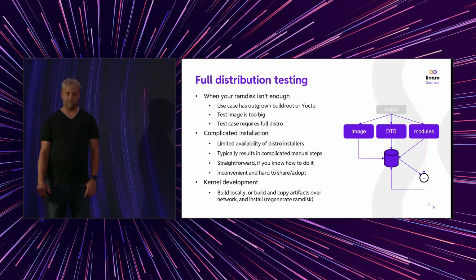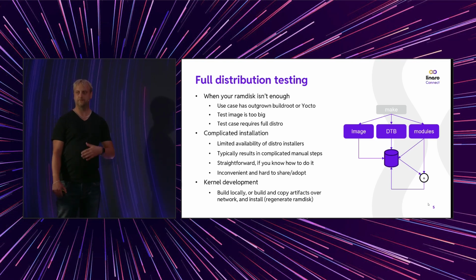So what we have then used to do is turn to some sort of full distribution testing. When your RAM disk isn't enough, you have outgrown your buildroot, you turn to Yocto, you outgrow Yocto, or for some reason your test image is just too big. You can't fit all of your test content in RAM, for example, or you don't want that big of a RAM disk. Or you get bug reports from someone running your component in a full distro and they need some help debugging something.